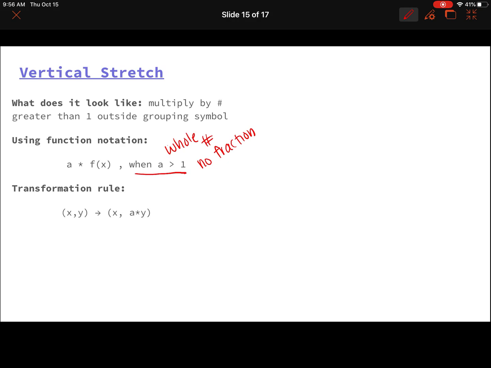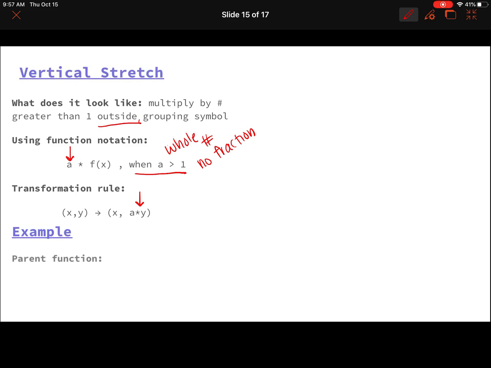Now my transformation rule. We are affecting our y because it's outside of the grouping symbol, right? Here you see it's outside the grouping symbol. So here we are multiplying whatever that number is out to y. So you'll see that in this example here.